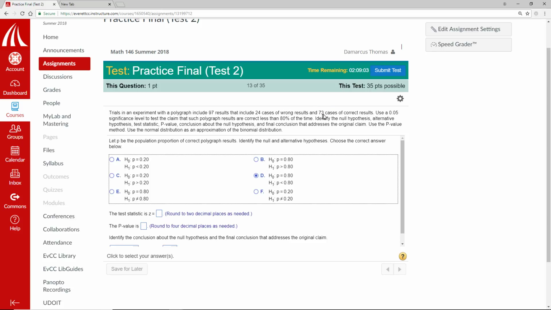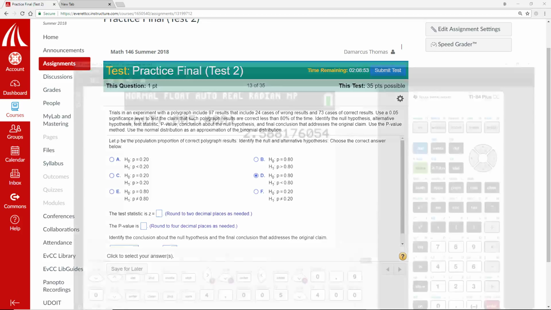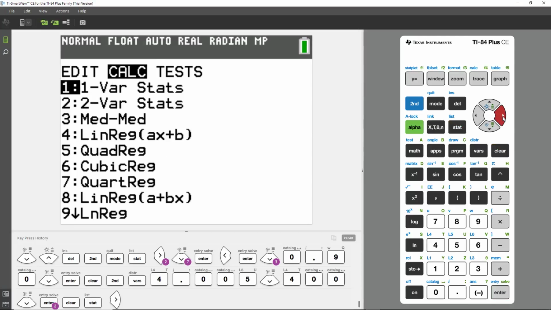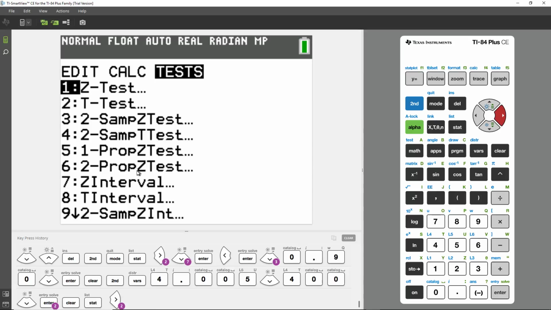And our success, out of 97 results, 73 were correct. There's a proportion for us right there. So let's use our calculator now. Let's do this problem. It's interesting. We go to stat, tests, and we're going to do one prop z test.